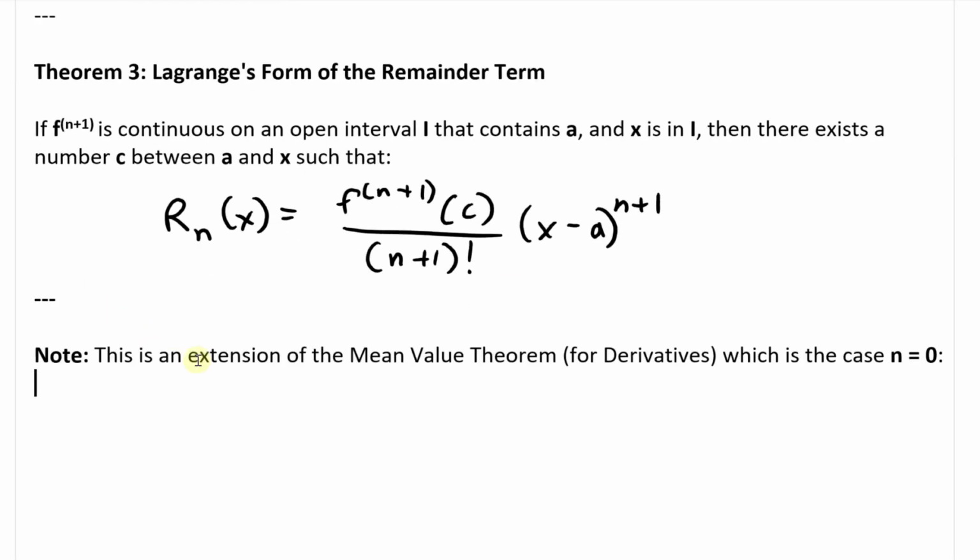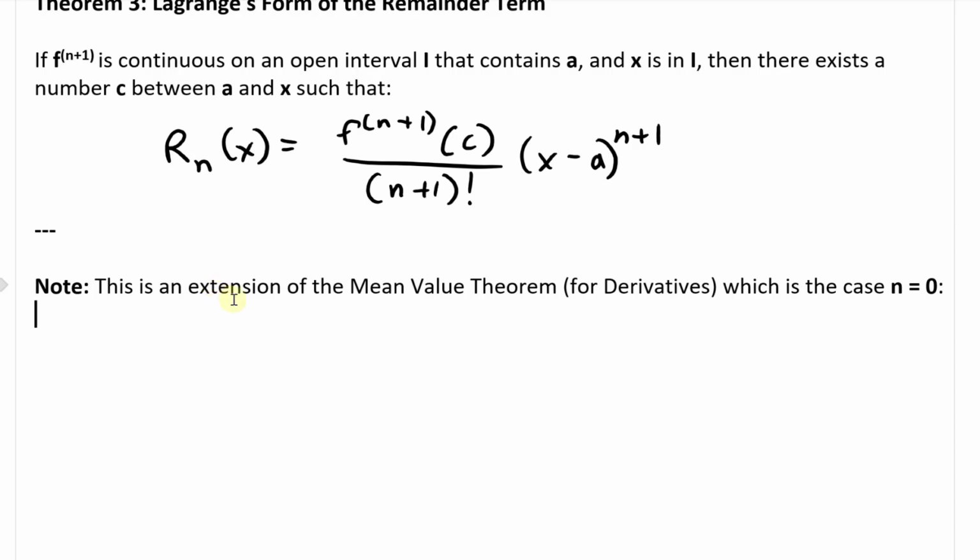And here we'll make a quick note before I go to the proof. So note, this is an extension of the mean value theorem. This is for derivatives, which is the case n equals 0.